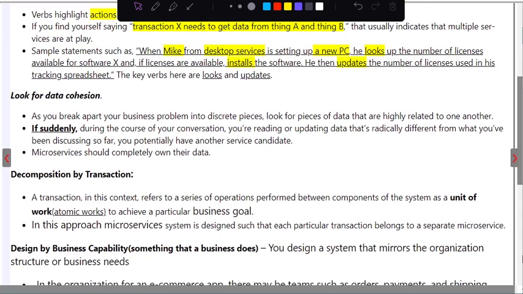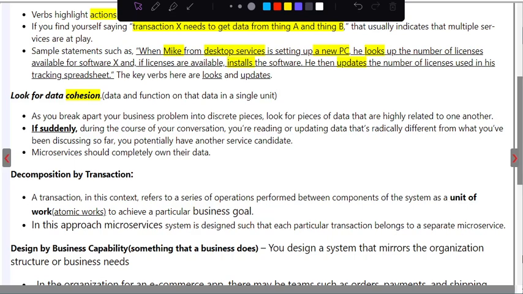Next, look for data cohesion. Data cohesion represents that data and the functions on that data are in a single unit. Cohesion means the functions and the data used by those functions are in a single unit, in a single box. You can say they are tightly bonded.